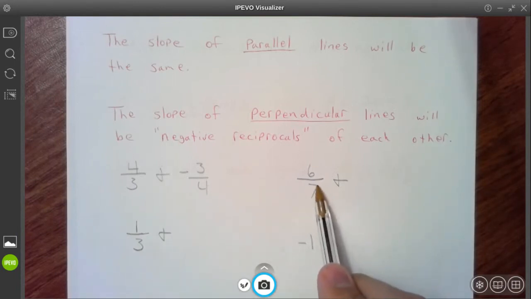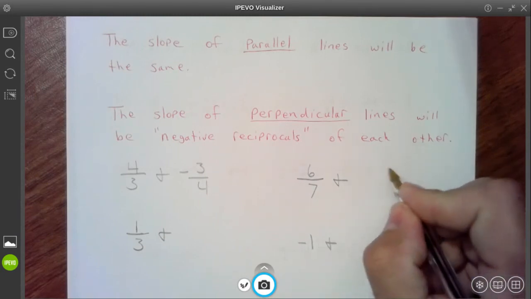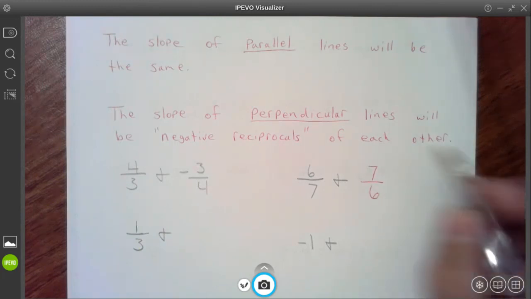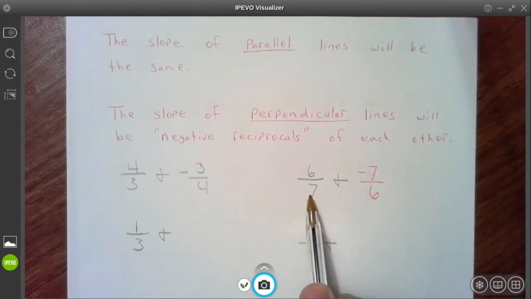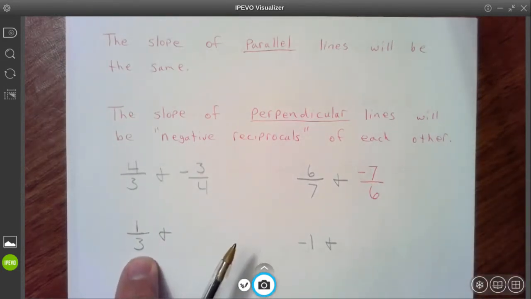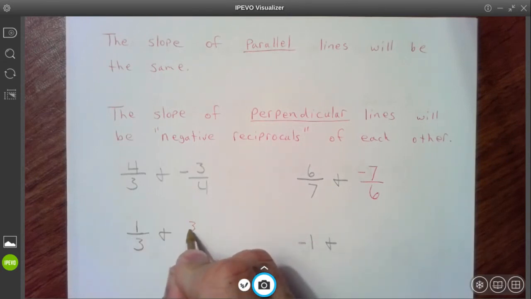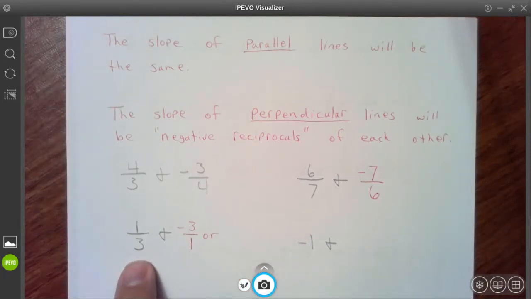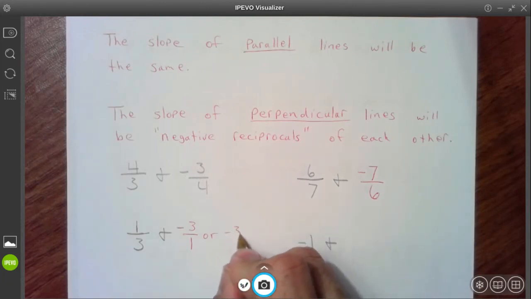Here's another example. If the slope of one was 6 over 7, the slope of the other one would have to be a reciprocal and it would have to be negative. So you change the sign and flip the fraction. An example here: if you start with 1/3, you have to flip that, which would make it 3 over 1, and make it negative. I guess the reciprocal of 1/3 would actually just be 3.